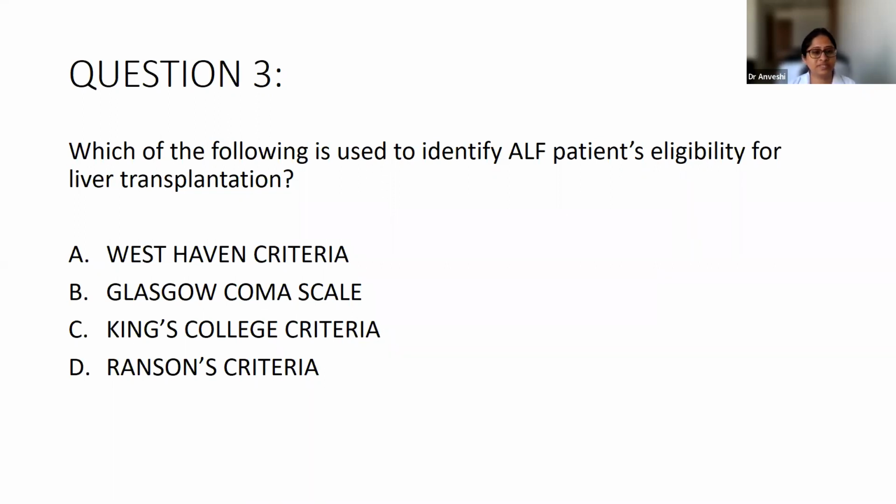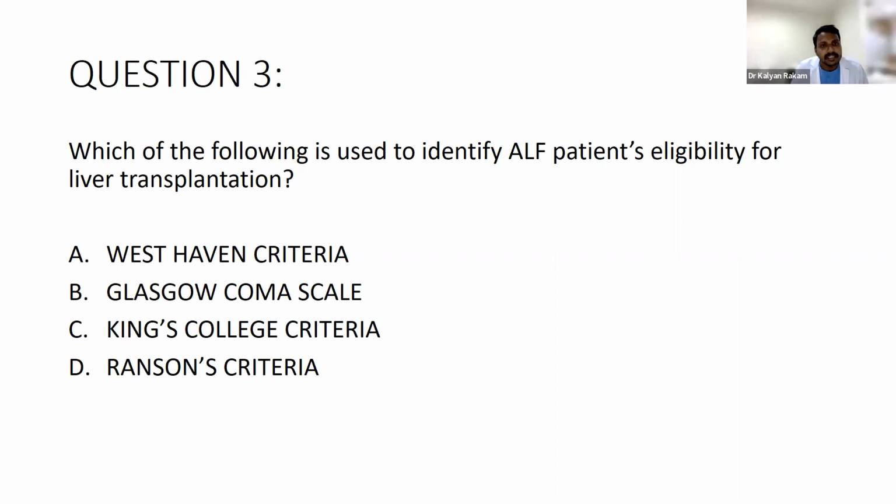So the question seems to be simple. Just now you have heard about the West Haven criteria, which is used to assess the sensorium or grade of encephalopathy. Yes, I can see some correct answers. The Glasgow Coma Scale is used to assess the sensorium; we have 3 components in it: eye response, motor response, and verbal response. The other things are King's College criteria and Ranson's criteria. Yes, I think most of them are getting the right answer. It's King's College criteria.